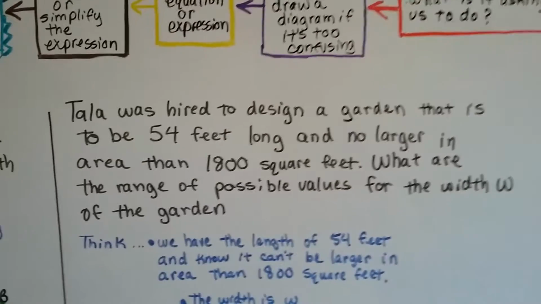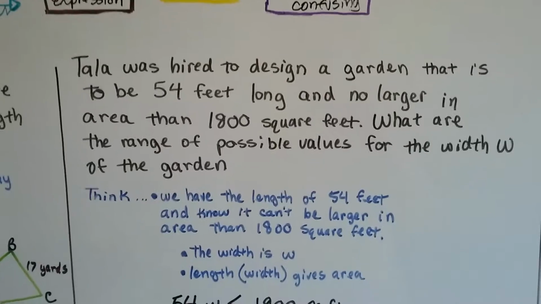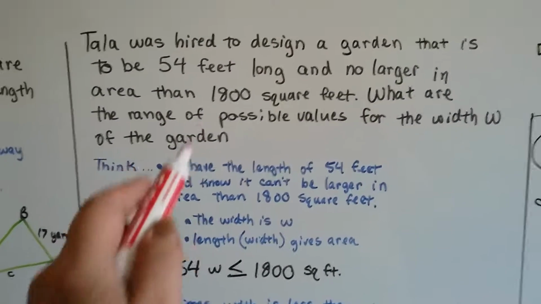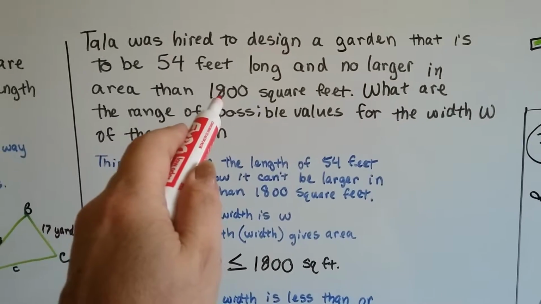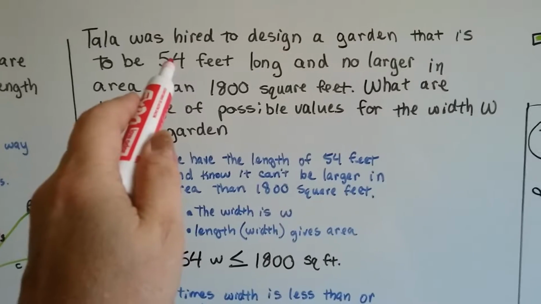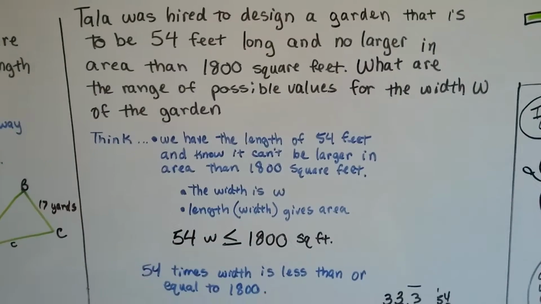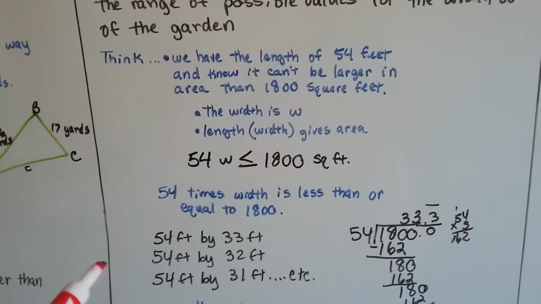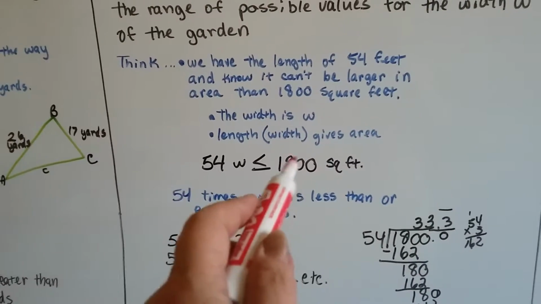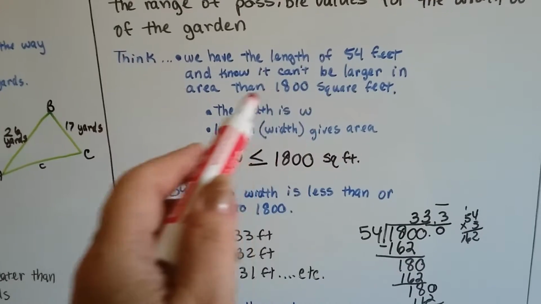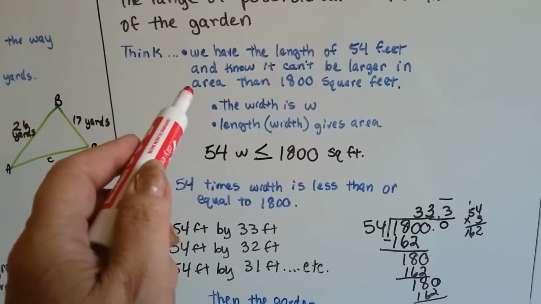Talo was hired to design a garden that is to be 54 feet long and no larger in area than 1,800 square feet. So it can't be bigger than 1,800 square feet, but one of the lengths is 54 feet. What are the range of possible values for the width of the garden? All right, so we need length times width to get the area, but it can't be bigger than 1,800 square feet.